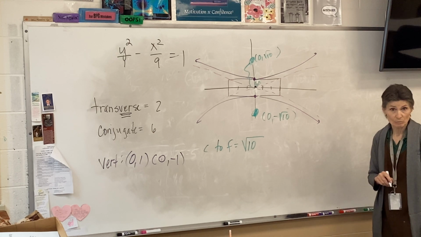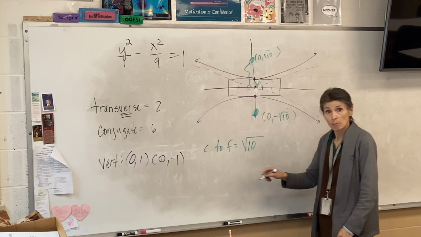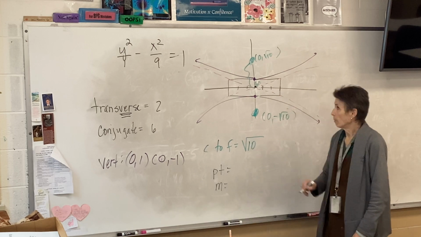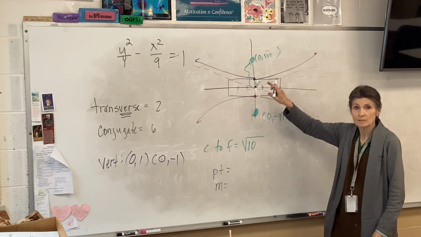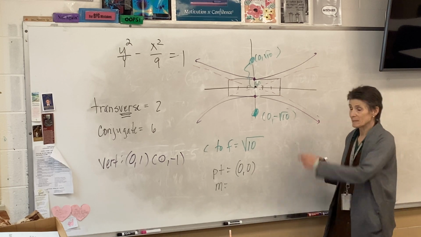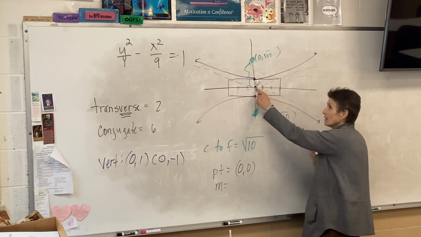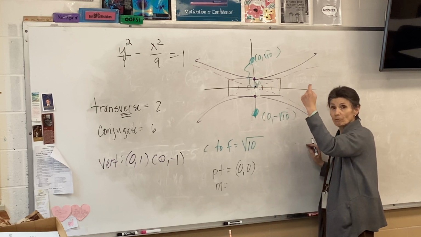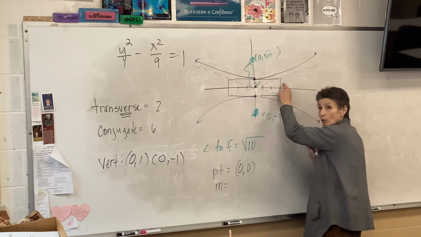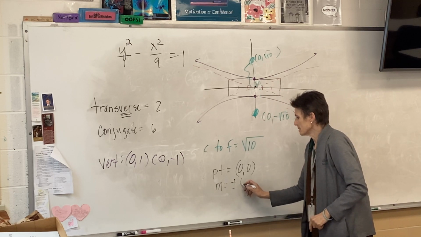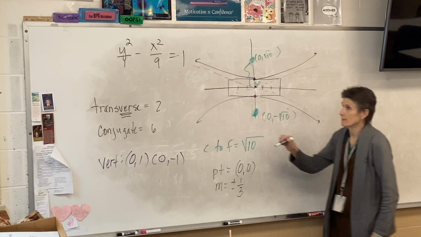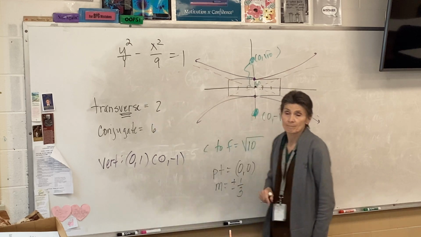Now I need my asymptotes. I need a point and I need a slope. The point is always going to be your center. The slope is how you built the box. You counted, remember slope is up over over, so it's y over x. So I went up 1 and over 3, so my slope is either positive or negative 1/3. Up 1 over 3. Up 1 over 3.